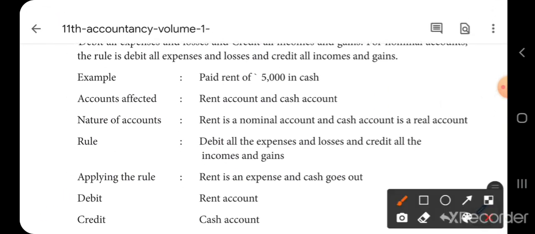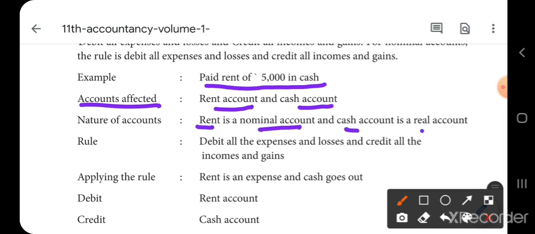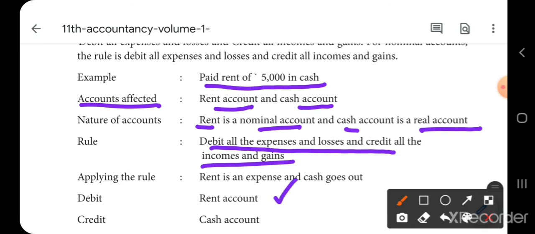Now see here. Once again I repeat. Paid rent for 5,000 in cash. What are the accounts affected? Rent account and cash account. So rent is nominal account. Cash is real account. The rule is debit all expenses and losses and credit all incomes and gains for nominal account. Apply the rule here. So debit rent and credit cash. Okay.